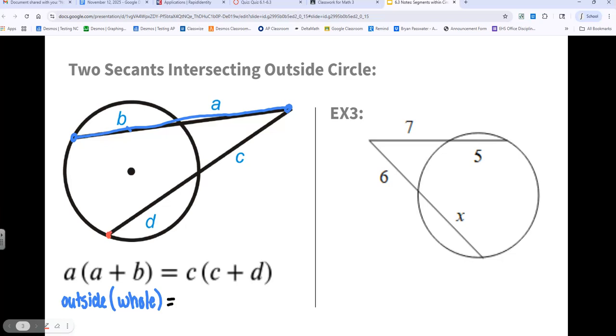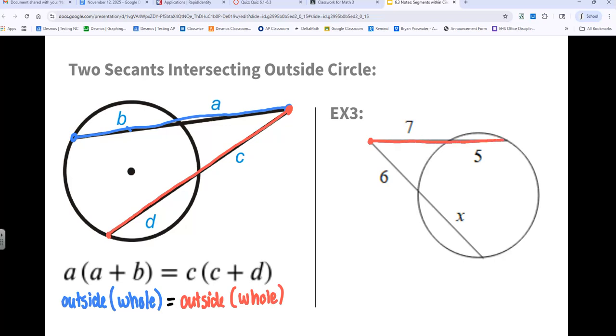For the red line, the same thing: outside times the whole. To me, this is a little more helpful than the A's and B's all shown there, but it might be helpful to have both of those there. So if I'm looking at this problem over here, it doesn't matter which line you look at first.